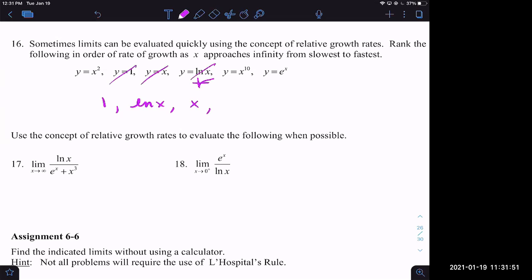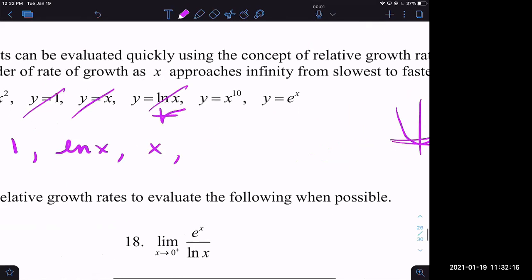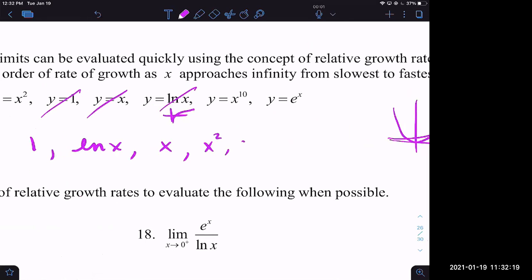We're down to x squared, x to the 10th, or e to the x. Which one grows the next? What do you guys think? I heard x squared or e to the x? So it turns out if I were to graph this, x squared does this. At first it grows faster. e to the x, though, eventually grows faster. An exponential function eventually does grow faster than any polynomial function. So it would go x squared, then x to the 10th, then e to the x.